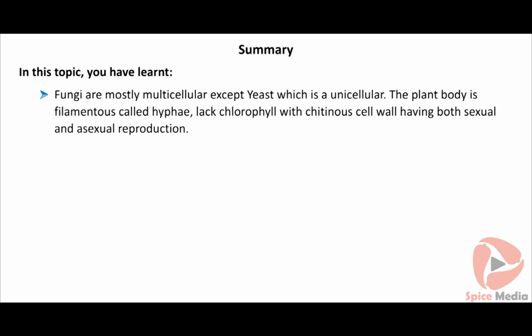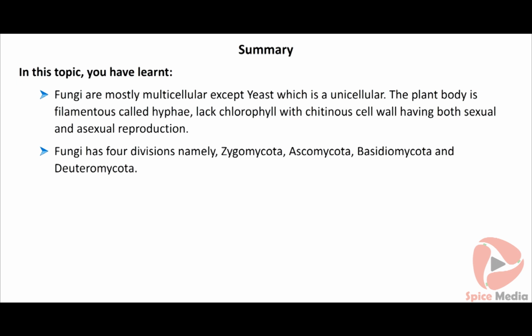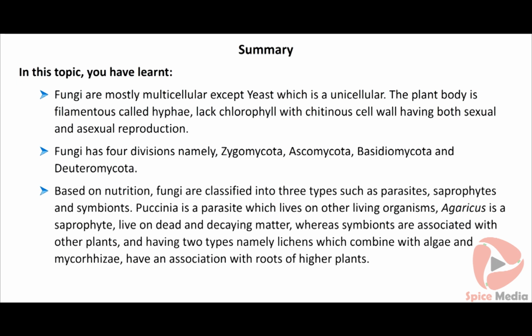In this topic, you have learnt that fungi are mostly multicellular except yeast, which is unicellular. The plant body is filamentous, called hyphae, lacks chlorophyll, with a chitinous cell wall, having both asexual and sexual reproduction. Fungi has 4 divisions, namely Zygomycota, Ascomycota, Basidiomycota, and Deuteromycota. Based on nutrition, fungi are classified into 3 types such as parasites, saprophytes, and symbionts.